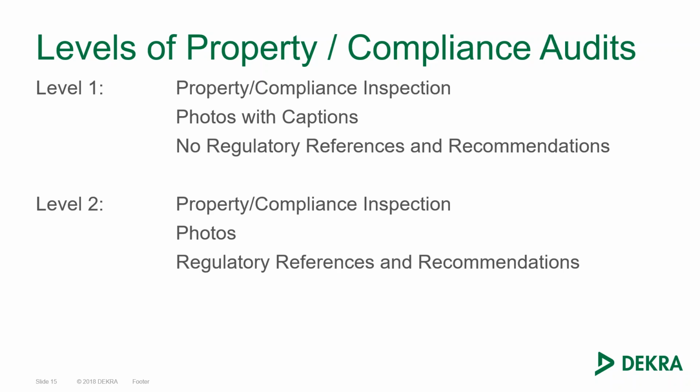What we call a level 2 audit or inspection is the same as level 1, only we add regulatory reference information for each deficiency we note, whether it be an OSHA code, an NFPA code, or an EPA code. We include reference information in a level 2.